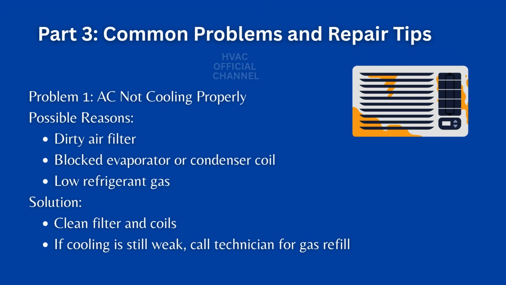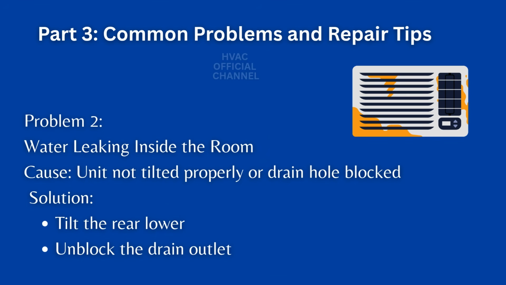Possible reasons: dirty air filter, blocked evaporator or condenser coil, low refrigerant gas. Solution: clean filter and coils. If cooling is still weak, call technician for gas refill. Problem 2. Water leaking inside the room. Cause: unit not tilted properly or drain hole blocked. Solution: tilt the rear lower, unblock the drain outlet.